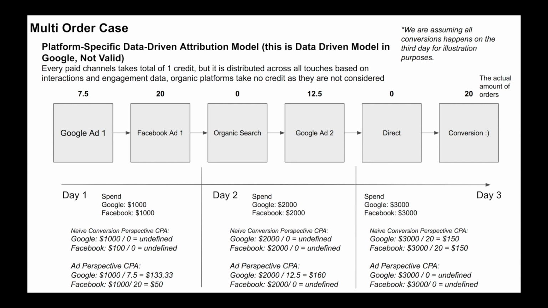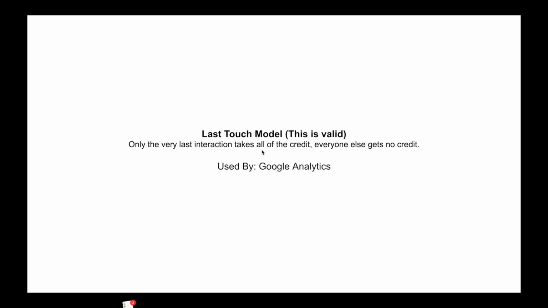But for ad perspective, it changed slightly. It didn't change for Facebook on day 1, still 50. But for Google Ads 1 now takes some credit. And so your CPA for day 1 now is 133. And day 2, Google 2 took less credit, so it's 160 now. So as you see, it's overall a more fair distribution of credit, despite the fact that it's still incredibly unfair.